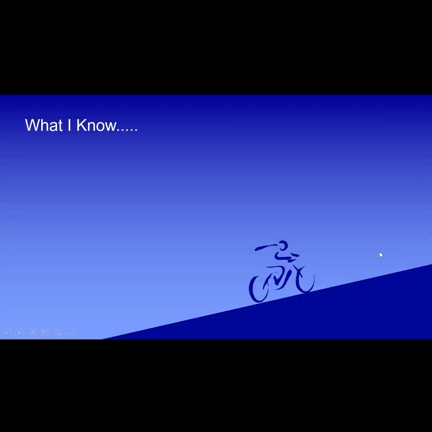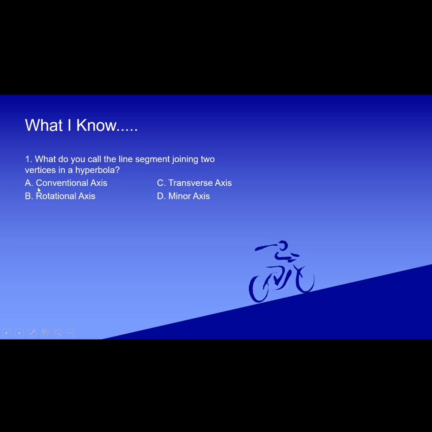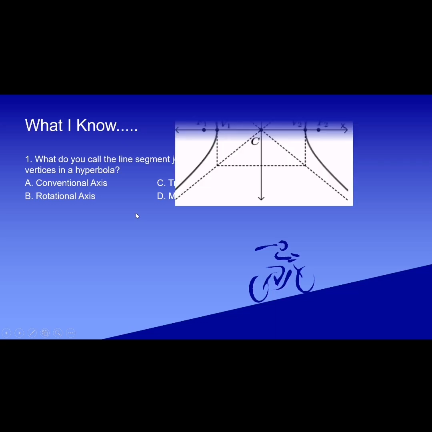So we now proceed to our activity, what I know. Just to take a look what you already know about the lesson. May 10 tanong tayo dito. Ang unang tanong, it goes like this. What do you call the line segment joining two vertices in a hyperbola? So, meron tayong choices dito. A, conventional axis. B, rotational axis. C, transverse axis. D, minor axis.